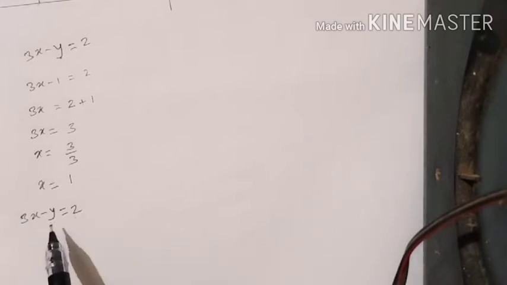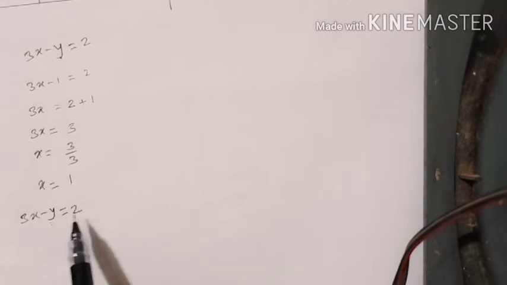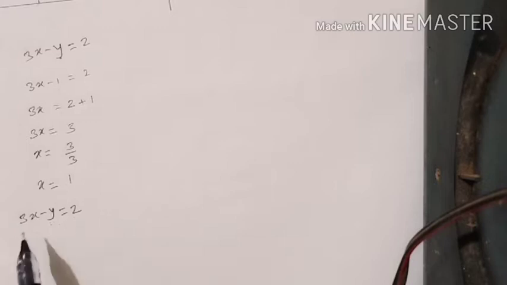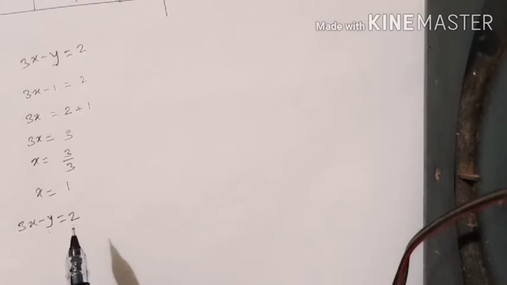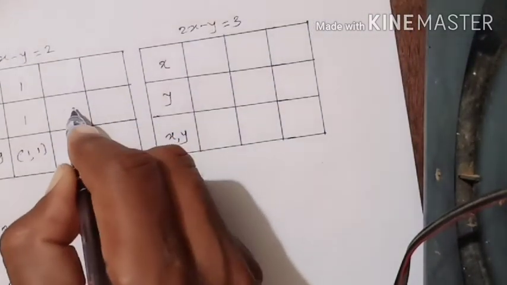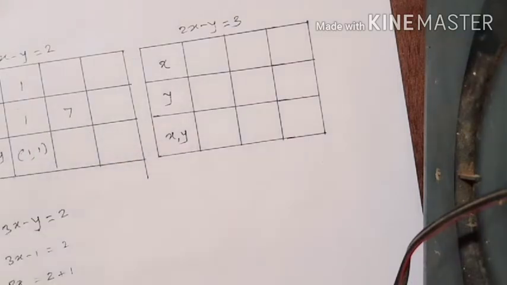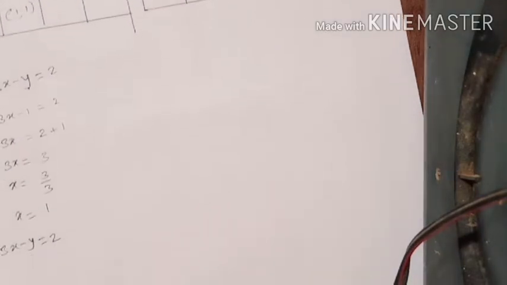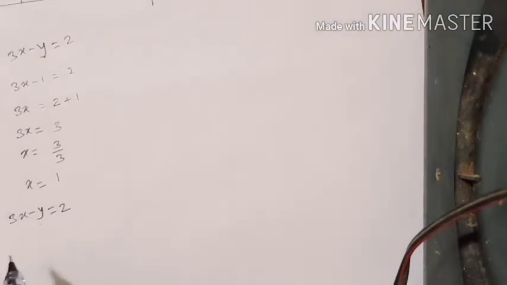Therefore, I will put here 7. Y is equal to 7. Minus 7 becomes here plus 7. The 2 plus 7 is equal to 9. And 9 is a multiple of 3. Therefore, I will put here y is equal to 7. Now we will substitute the value of y in this equation.